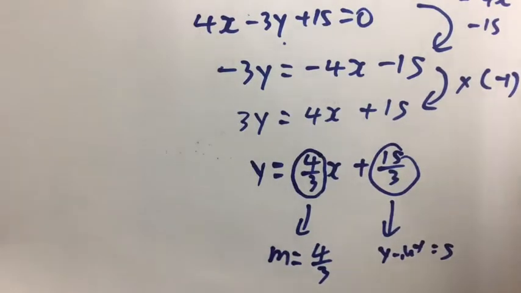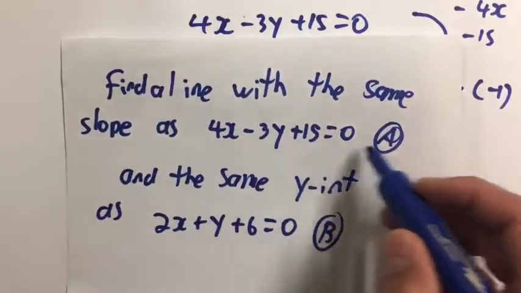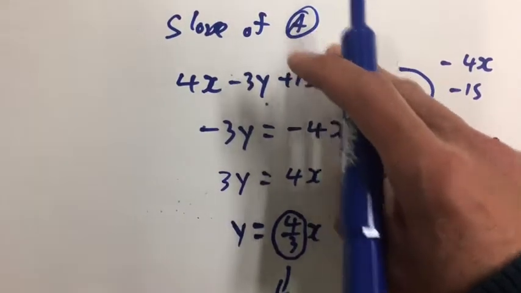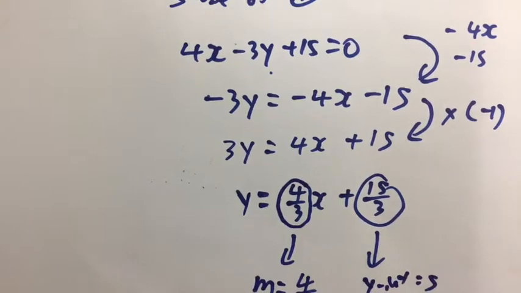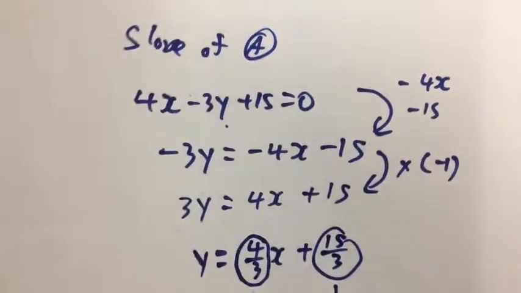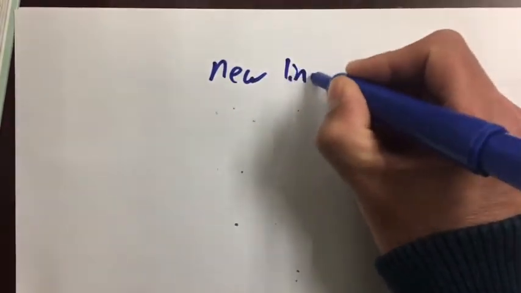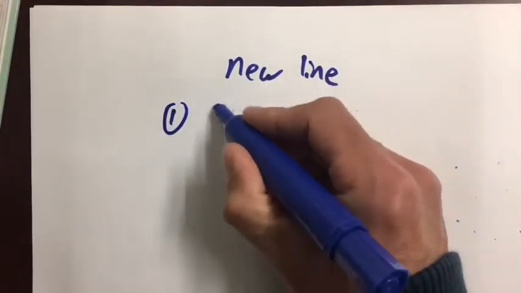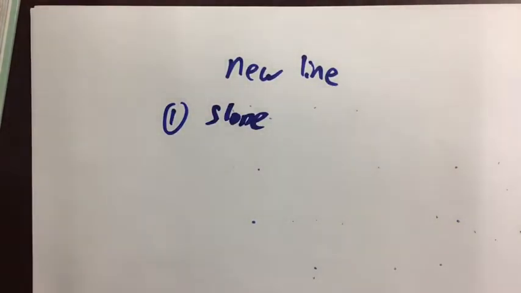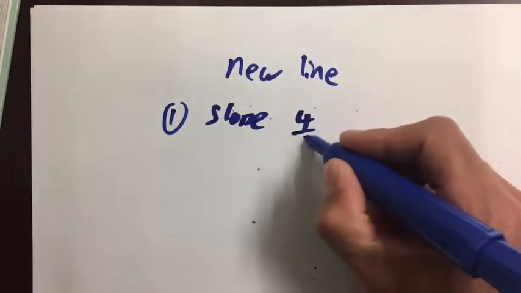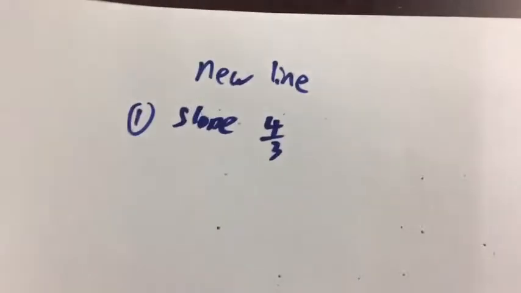Okay, so remember in our question, we want the same slope as equation A. And I've just found that the slope of equation A is 4 over 3. So the first fact that I know about this new line that I'm looking for is the slope. It's the same slope as equation A. My slope is 4 over 3. All right. Now let's look at the rest of the question.